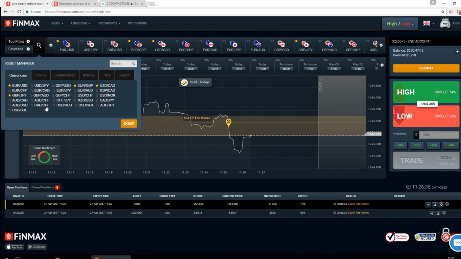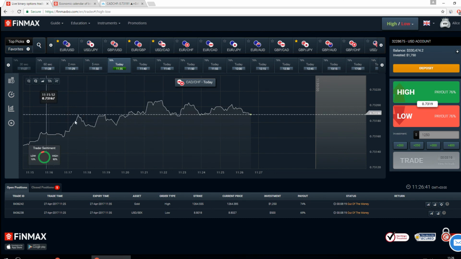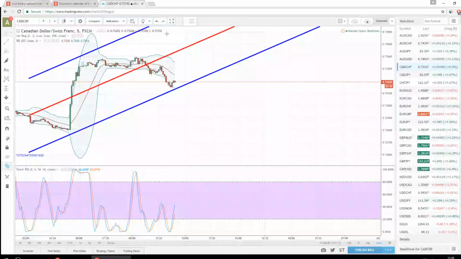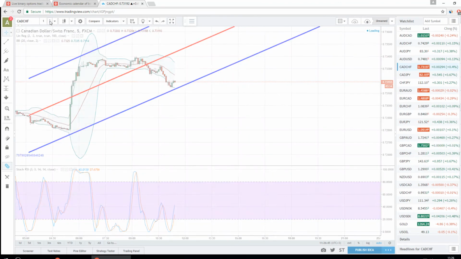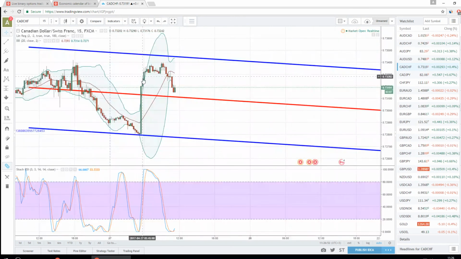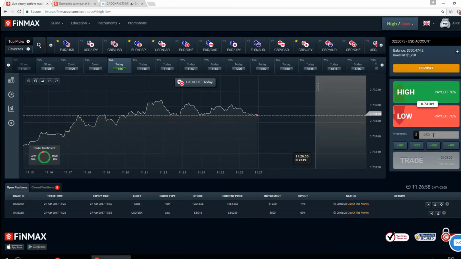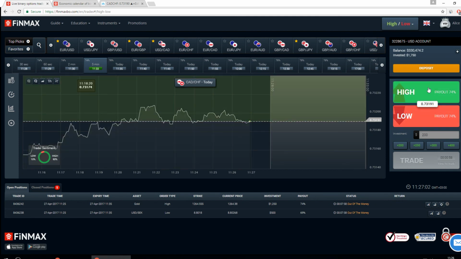I want to open the chart for Canadian to Swiss franc to see what time frames I've got here. Let's see on 1 minute. Okay, I will enter for high for 5 minutes. Canadian Swiss franc, 5 minutes high.